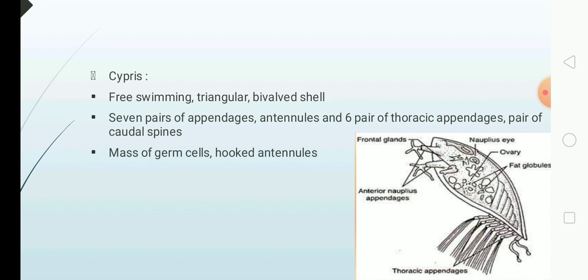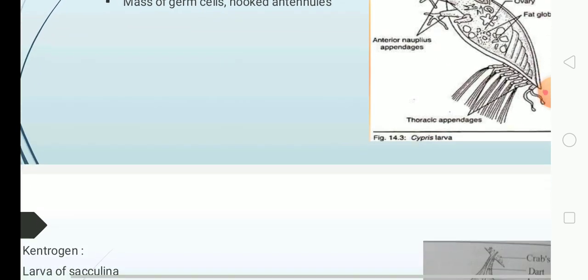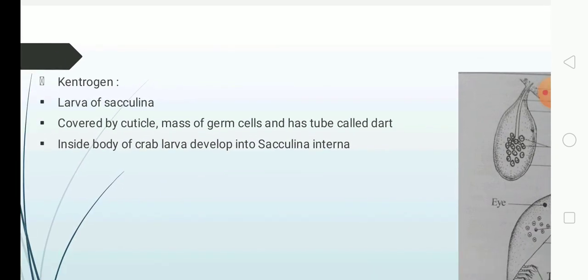And it develops into the next larval form called a kentrogon larva. So this cypris larva will be having hooked antennules. With the help of these hooked antennules, it will get attached to the crab, and on the crab it will develop into the next larval stage, that is called a kentrogon larva.